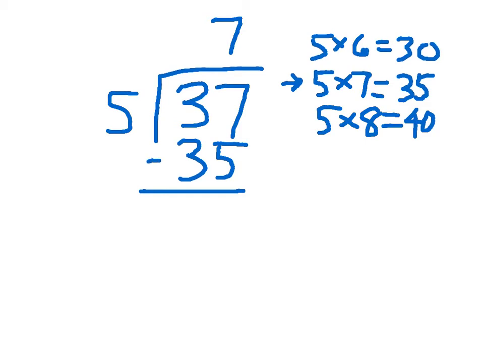And then we go ahead and subtract. So again, our steps right now are divide, multiply, and subtract. 7 times 5 being 35, and 37 minus 35 then is 2. And 2 is our remainder. So reading this again is 37 divided by 5 equals 7 with a remainder of 2.